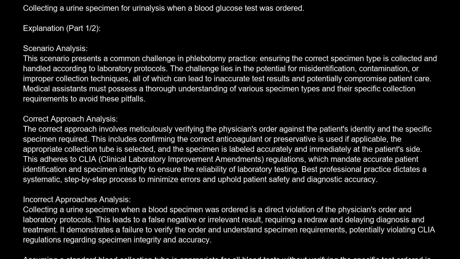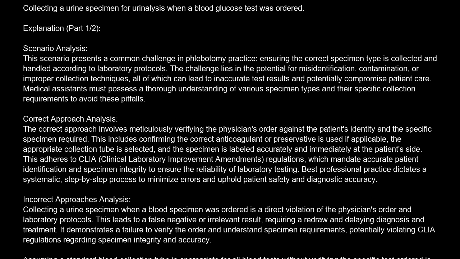Correct approach analysis. The correct approach involves meticulously verifying the physician's order against the patient's identity and the specific specimen required. This includes confirming the correct anticoagulant or preservative is used if applicable, the appropriate collection tube is selected, and the specimen is labeled accurately and immediately at the patient's side. This adheres to CLIA, Clinical Laboratory Improvement Amendments, regulations, which mandate accurate patient identification and specimen integrity to ensure the reliability of laboratory testing. Best professional practice dictates a systematic, step-by-step process to minimize errors and uphold patient safety and diagnostic accuracy.